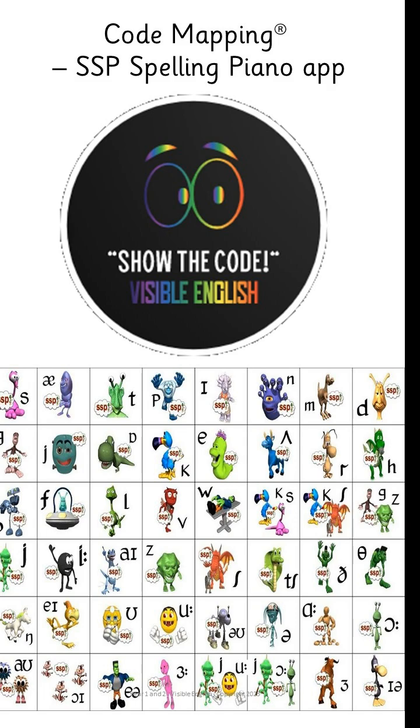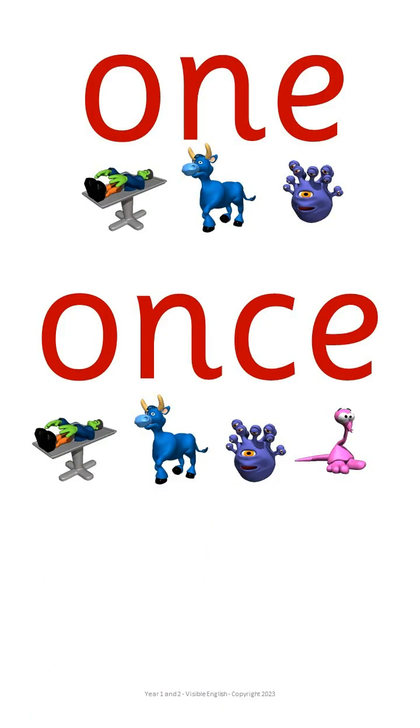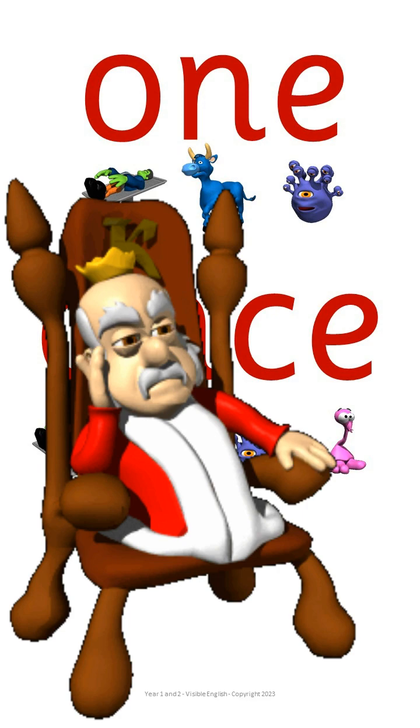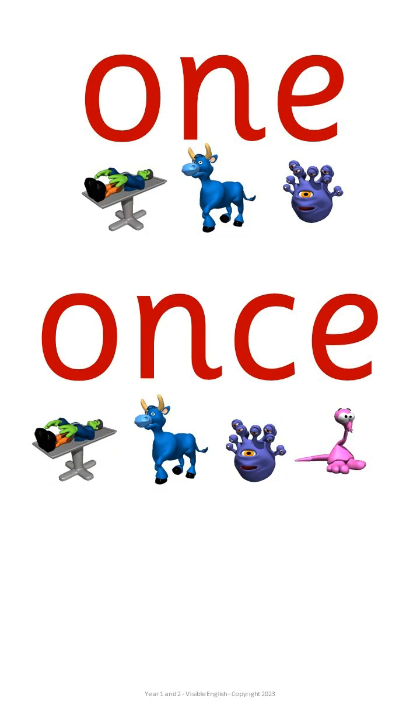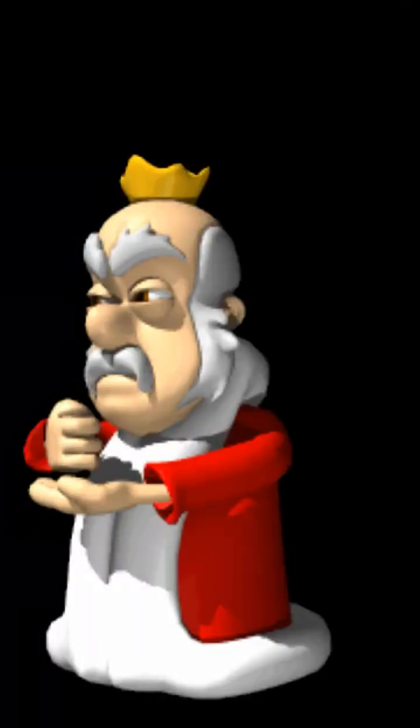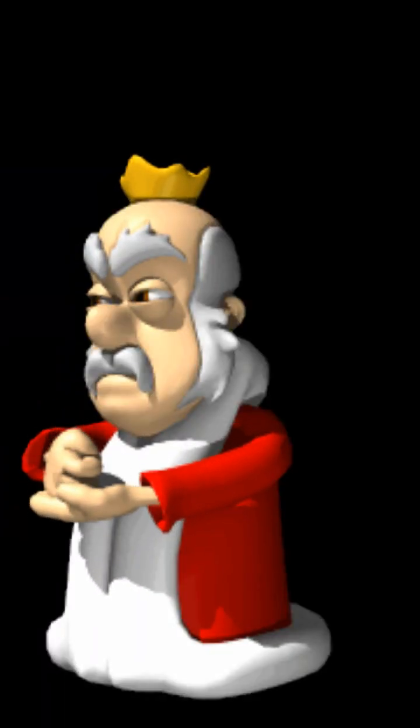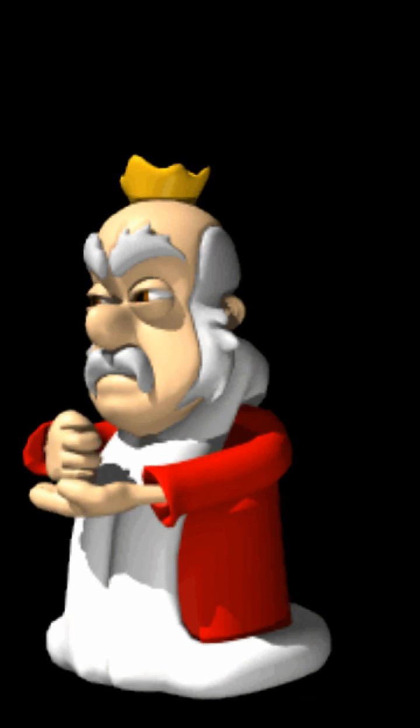W-u-n for one, w-u-n-s for once. But for these two words, the only two words in the whole of his word mapping book, the dictionary, the speech sound king was so cross that he left the words like this. They just don't map, and so we put them in red to say they don't map. A reminder to the frog of how cross the king was.